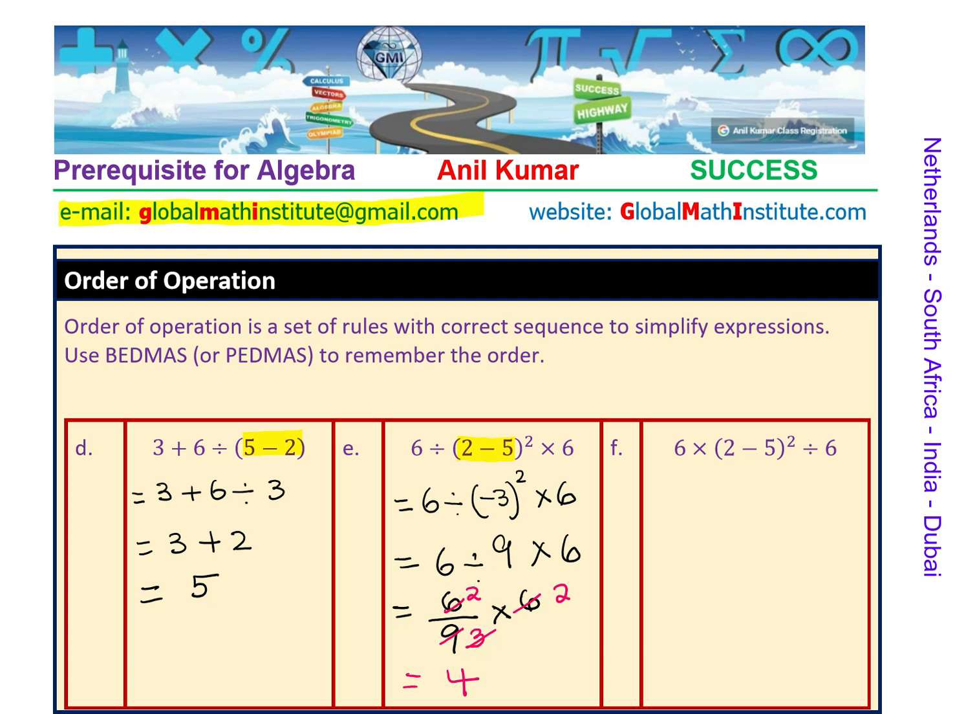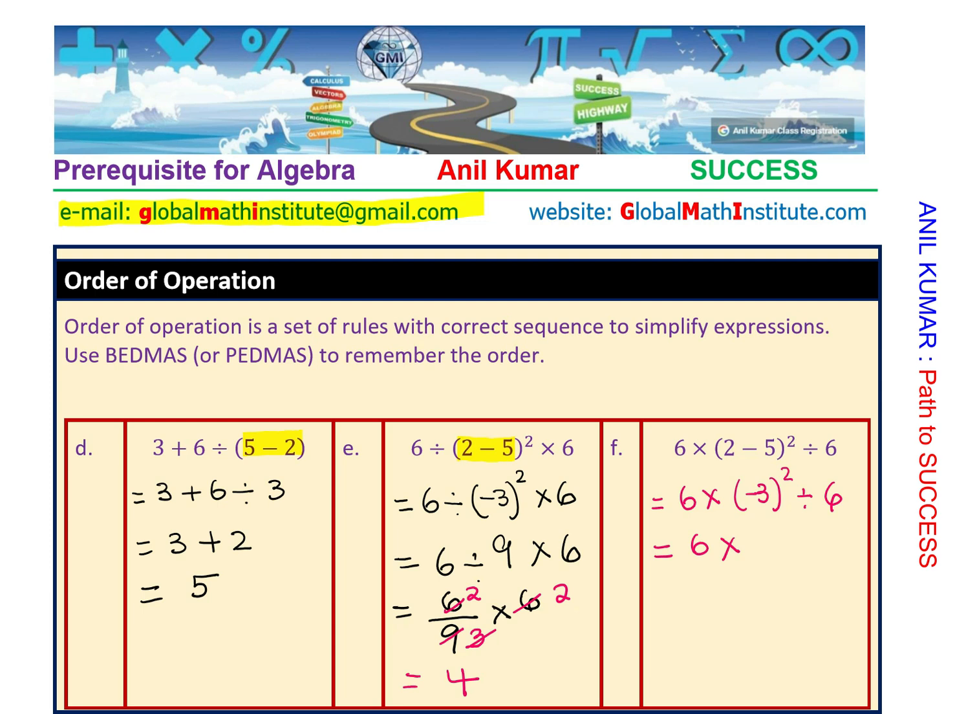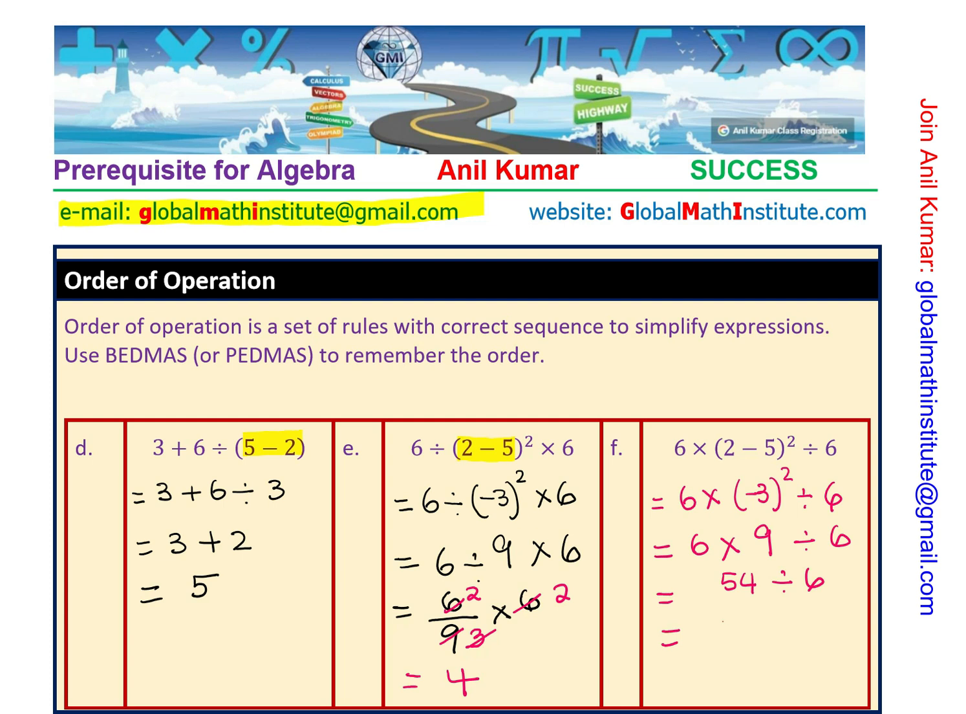Let's do it one by one. We have 6 times (2 minus 5), which as you know is minus 3. We'll square this and then divide by 6. We are dividing this time; last time we multiplied. So we have 6 times 9, since the square of a negative number is also positive. Now we go from left to right. 6 times 9 is 54, divided by 6 gives you 9 itself.